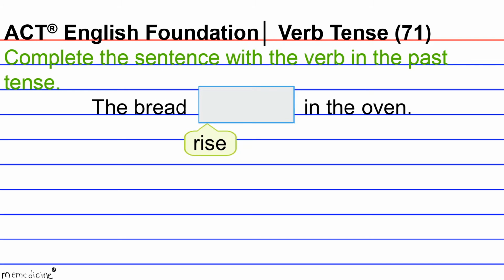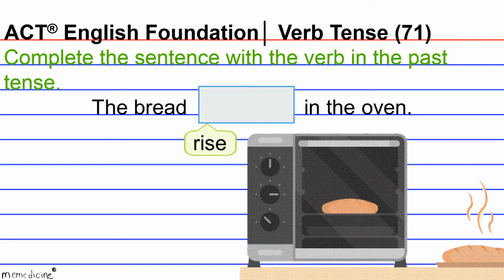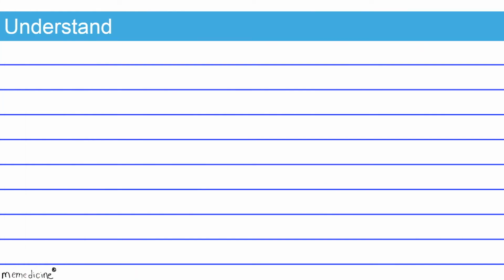The bread blank in the oven. The task here is to shift the tense arise to its simple past tense verb form. Here's what I need you to understand.